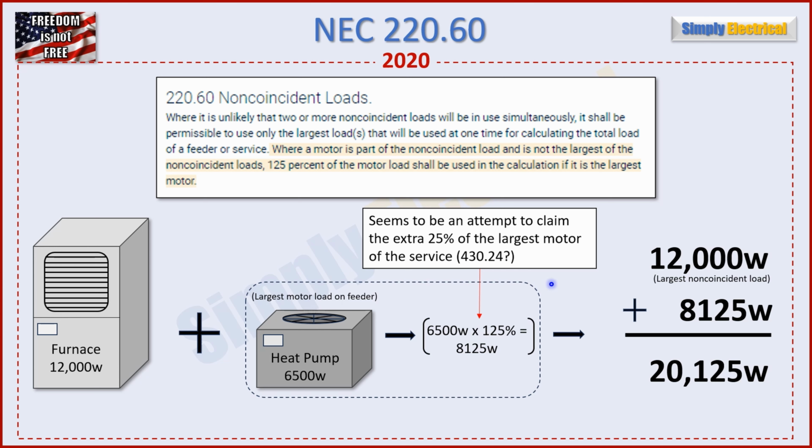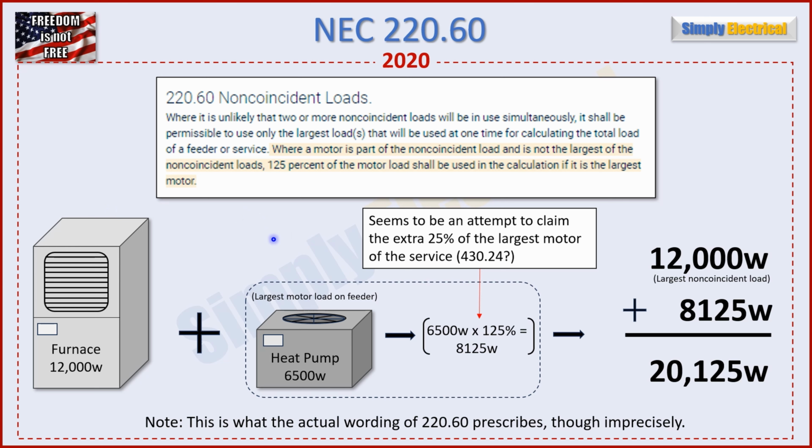Another implication is that if the smaller load is not the largest motor on the feeder, then the second sentence does not apply at all. So you can see that if we take 220.60 at face value, just how it's written, we come up with, again, 20,125 watts, which is very overinflated because we're combining both loads and taking an extra 25% of the smaller load. And that's just not sensible, and it's a far cry from how we've always treated these loads in the past. But this is what the actual wording of 220.60 prescribes, though not very precisely.